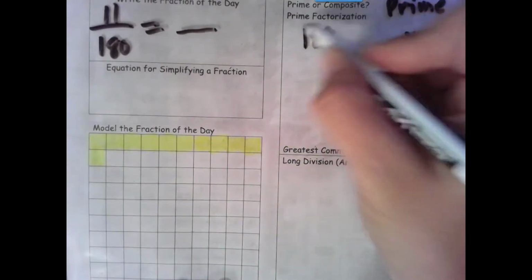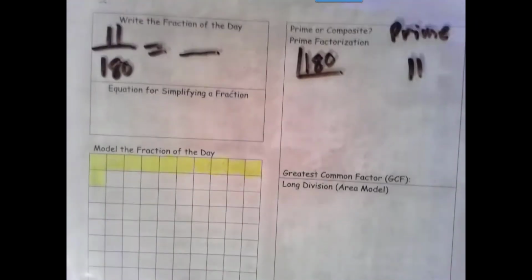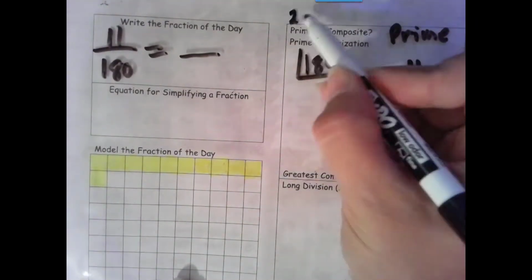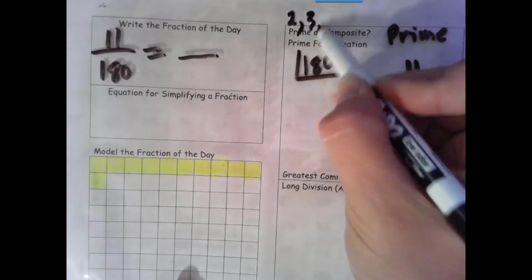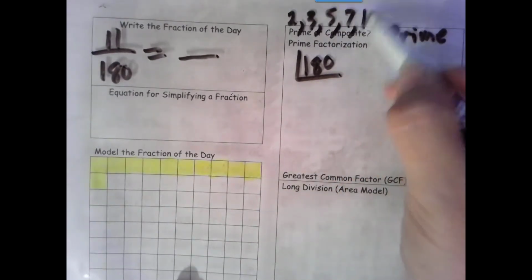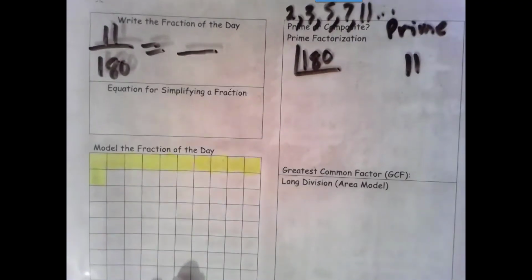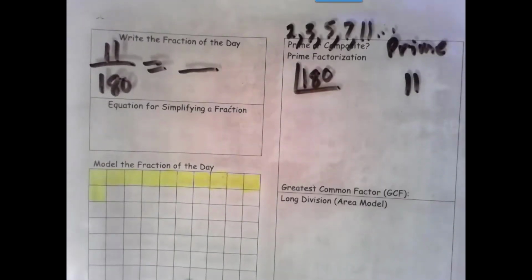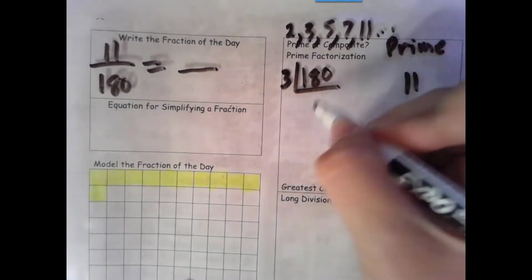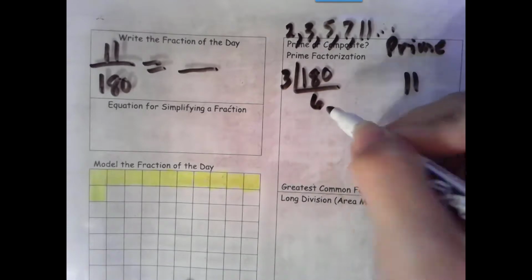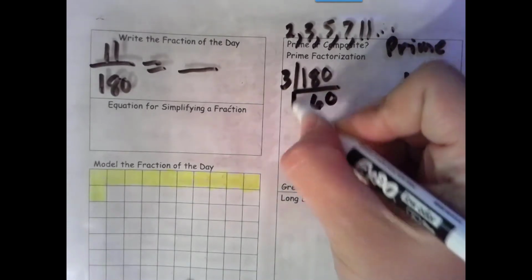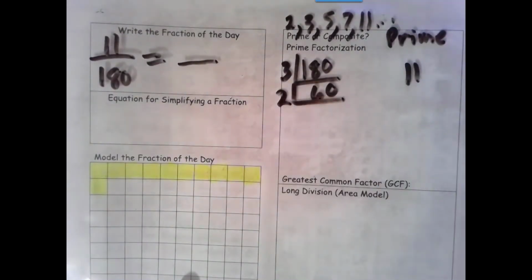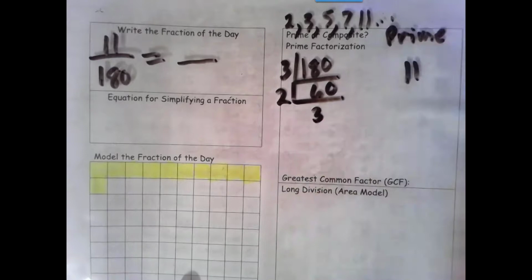So let's try 180. To do our prime factorization, we only use prime numbers. So our first 5 are 2, 3, 5, 7, 11. Let's start with 3. I can get 6 groups of 3 out of 18, and then I put my placeholder. 60 is even, so I can divide by 2. Half of 6 is 3. And then I bring down my placeholder.